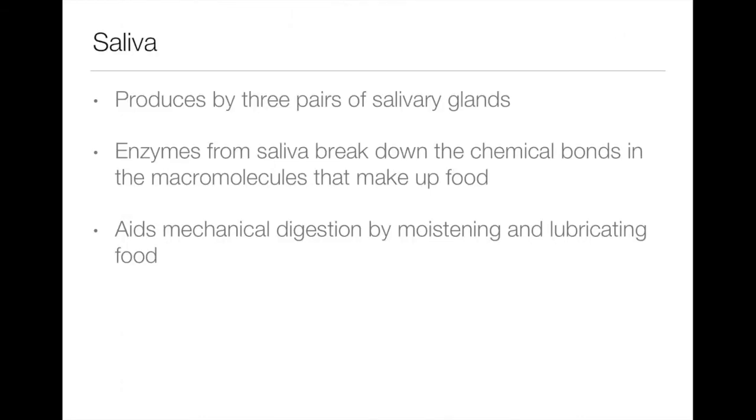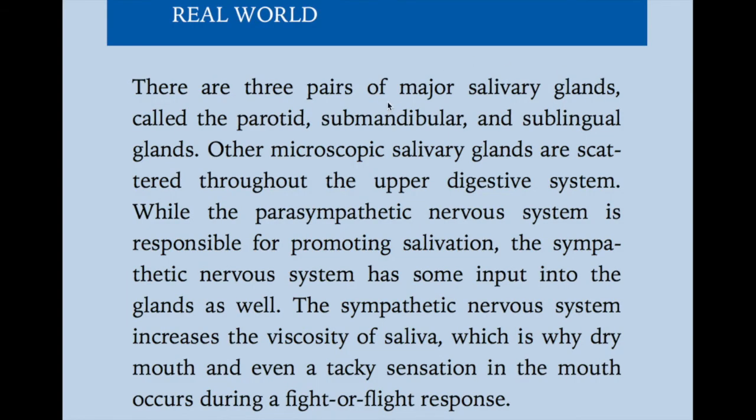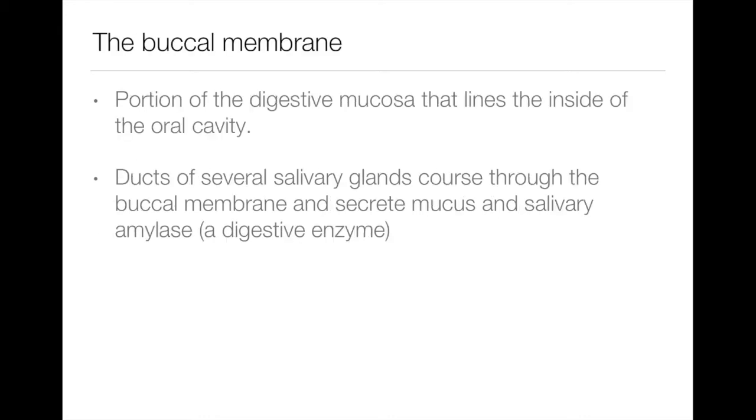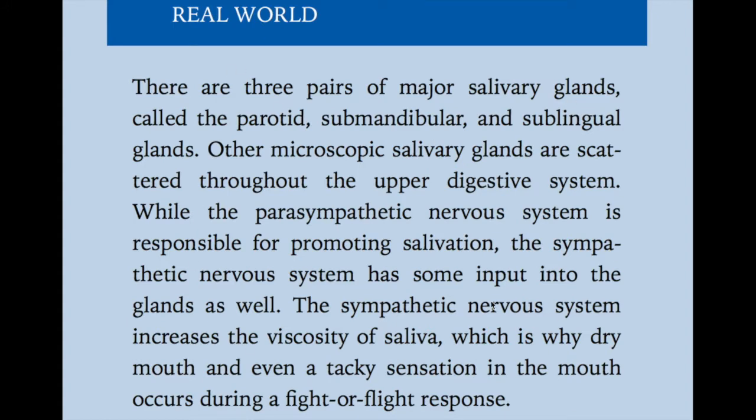Now the saliva. It is produced by 3 pairs of salivary glands. I don't believe you should know their names. This is why I haven't put them, but in case you want to learn them, here they are. The enzymes now break down the chemical bonds in the macromolecules that make up food, and they aid the mechanical digestion by moistening and lubricating food, so it helps the physical forces to act on it, because when it's wet, it's easier to break down. We've talked about the buccal membrane, and this is for your information, something extra in case you would like to read something.